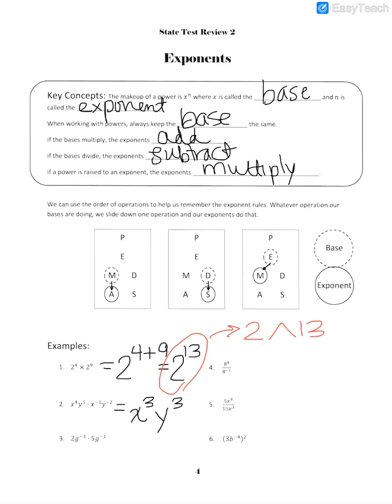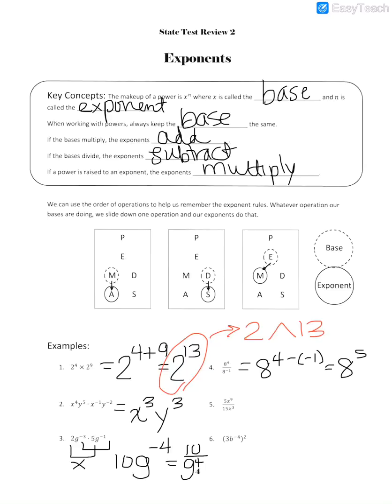All right, number 3. When you have coefficients, the 2 and the 5, we are going to multiply those just normal. So that would be 10. And then my g's, I do want to add. So that's going to be -3 and -1 is -4. And then remember your final answer, we put the g on the bottom since it is a negative. Okay, number 4. Here our bases are dividing, so we're going to subtract. So 4 minus -1 would be 5.